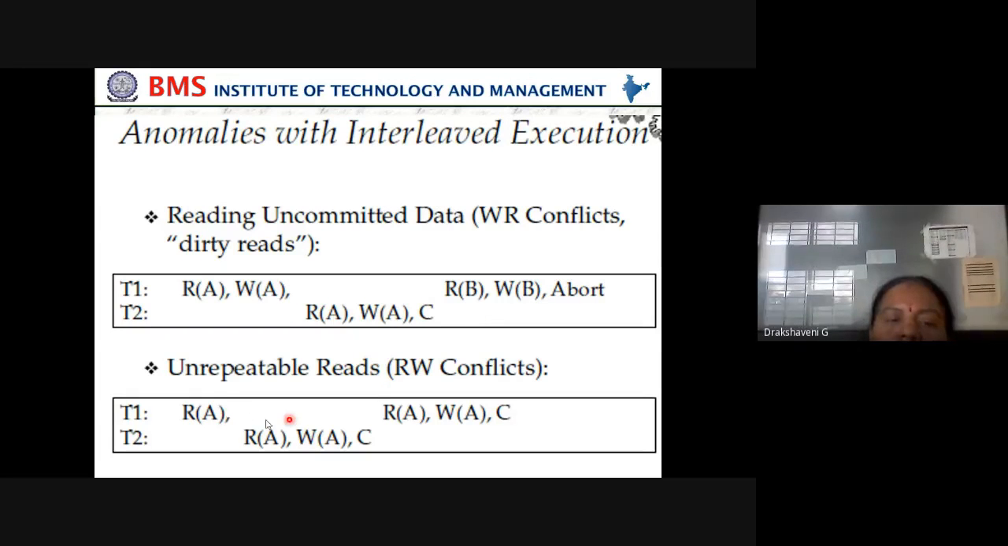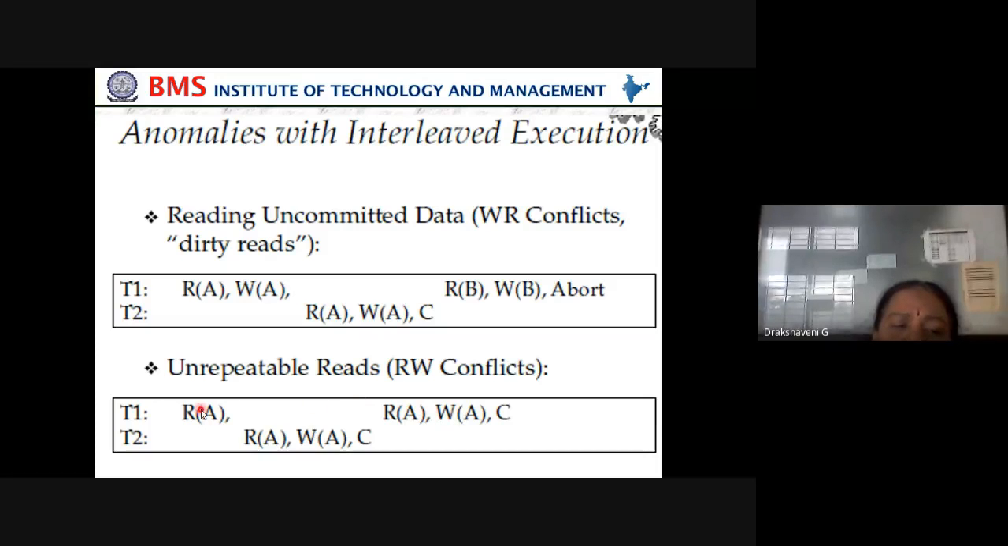So in the same way, unpredictable, unrepeatable read. Now you have just read the account A in transaction A. You have just read and you have not written anything. Meanwhile, transaction 2 is reading as well as writing. Then commit, then reading, writing. Then again the conflicts here.